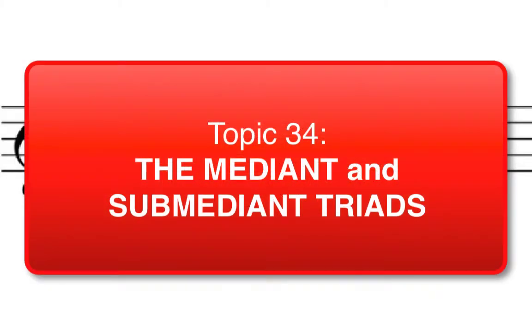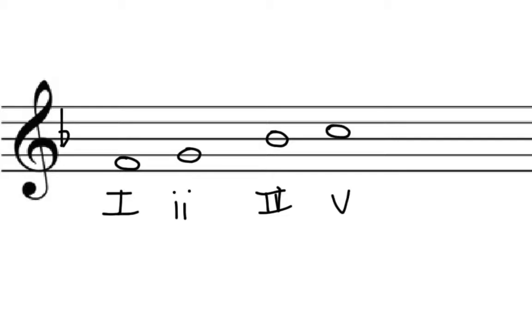In this video, we're going to discuss the mediant triad and the submediant triad. They're secondary chords diatonically, and they complete the chords that we've been studying. In the key of F, we've been looking at tonic, and recently supertonic. A while ago we did subdominant and dominant, and we've done the leading tone recently. And this takes us all the way back up to tonic.